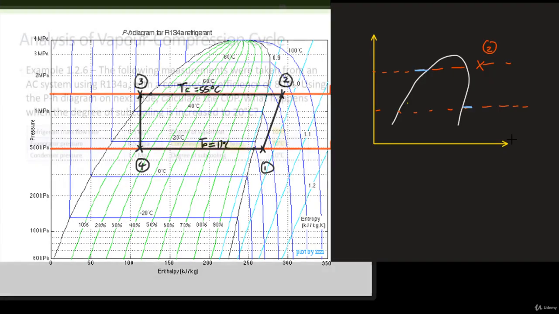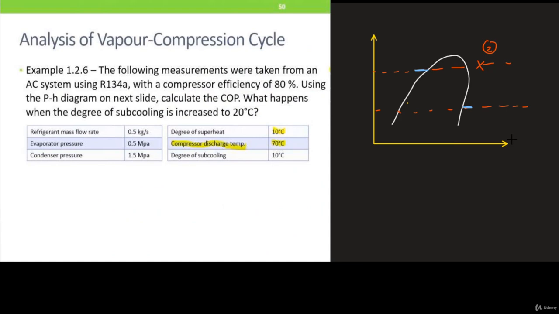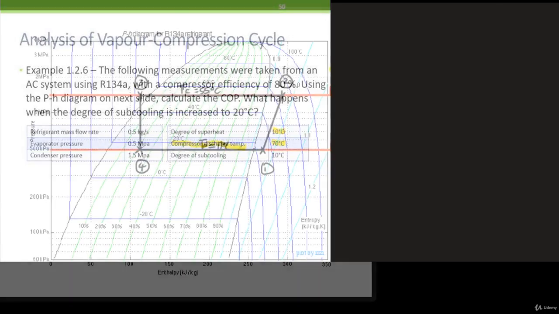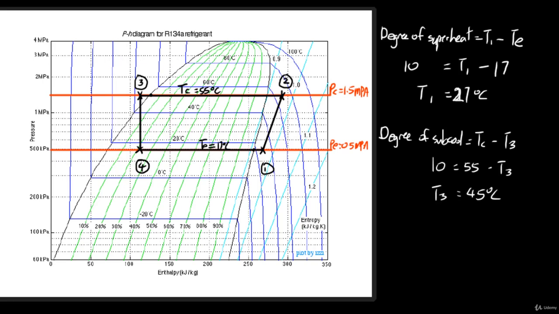Once you have this, let's do the calculation. The first thing they want you to find is the COP. You may want to write down what is the enthalpy value for the original cycle.